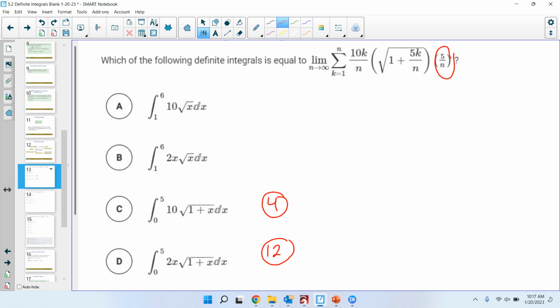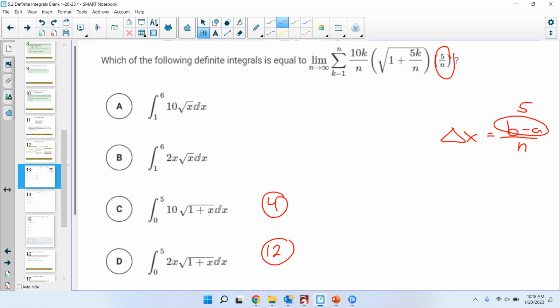What's delta x? The width of every rectangle is what? Smallest possible change in x. And how do you find out what delta x is? What was the formula we were going to use? B minus A over n. Well, that kind of looks like that, doesn't it? B minus A in this problem must be 5. If you have 5 over n, B minus A must be 5.